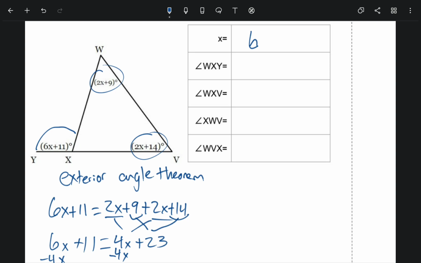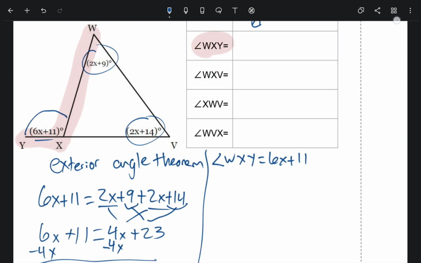So now we have 4 different angles to find. First one is WXY. Nope, that's not WXY. WXY, right here. And we can see that that is equal to 6x plus 11. So now we're just going to plug in our x value of 6 into that. So we get 6 times 6 plus 11. That becomes 36 plus 11, which is 47 degrees. So angle WXY is 47 degrees.